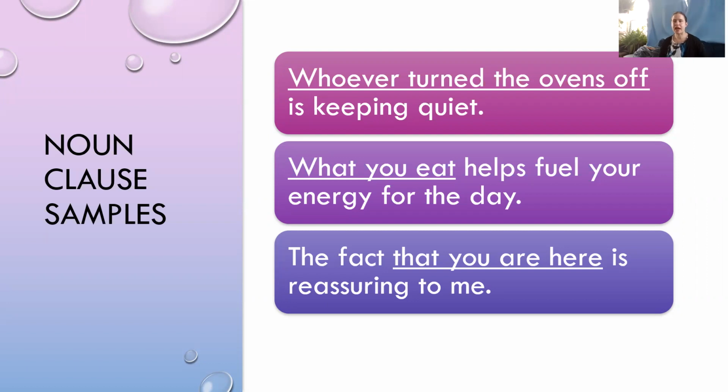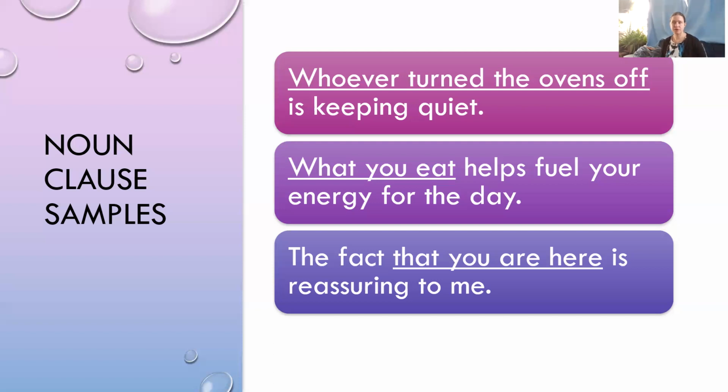In the first sample, we have an entire clause with a subject, whoever, and a verb, turned. This whole clause would not make sense on its own. Whoever turned the ovens off, if we stop there, we're left with a question of what? Whoever turned the ovens off, what? There has to be more, and there is. This entire clause is acting as the subject of the sentence. Whoever turned the ovens off is keeping quiet.